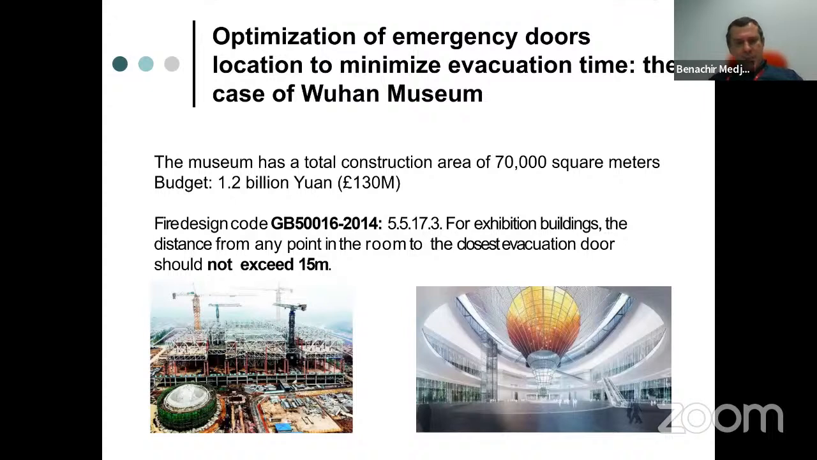The first project deals with the optimization of emergency doors. In China, a couple of years ago, the department I worked with suggested that there was an industrial problem in construction. A museum in Wuhan was in the process of being built. The main structure was already built, and they checked the plan and ran some simulations of evacuation time in case of fire. They found that the time is quite high, and this is quite a huge building.